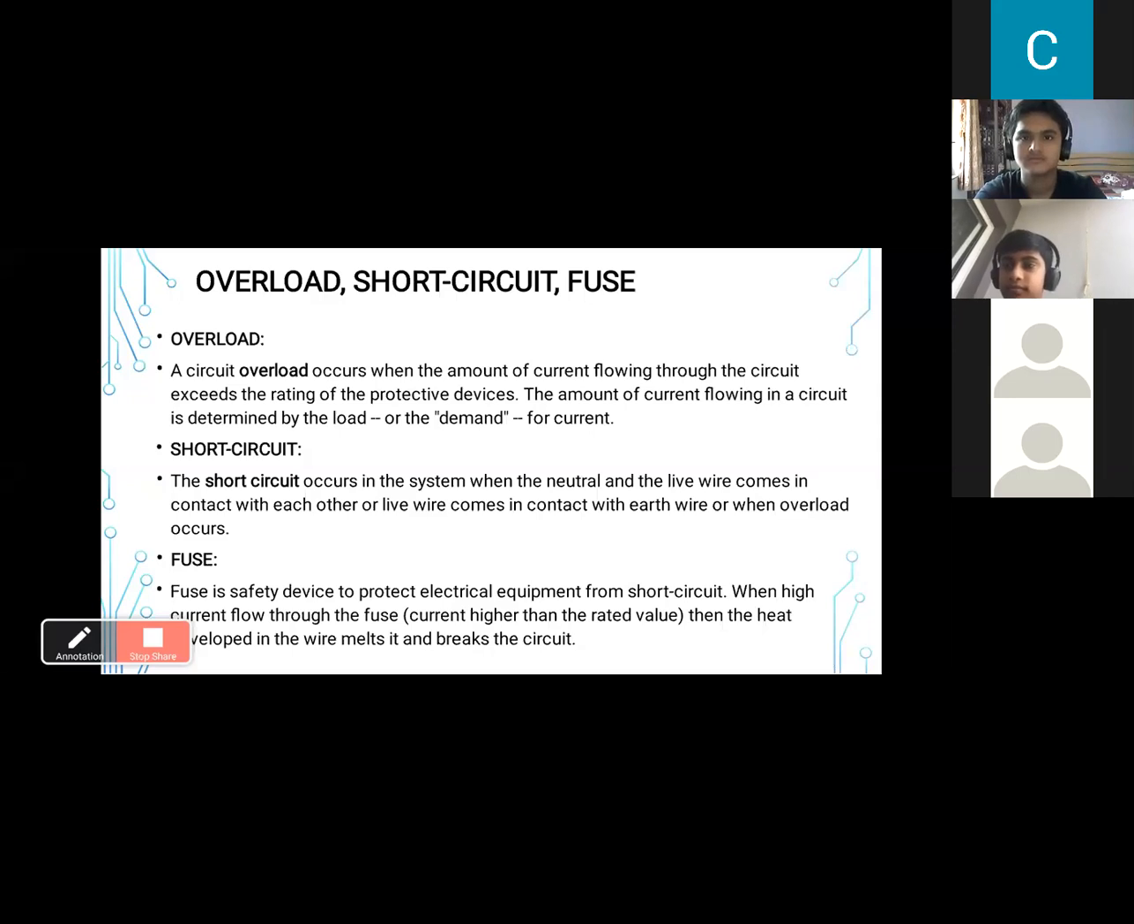And one more thing: how we use the fuse, and for what purpose we use the fuse? Yes, ma'am, I got it.